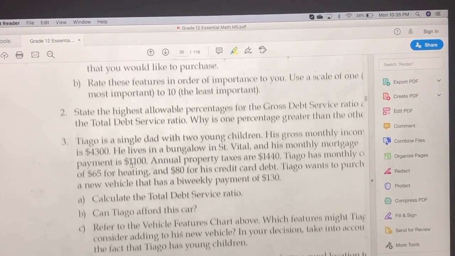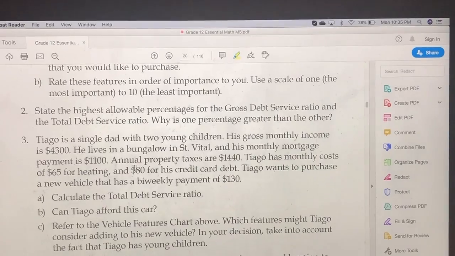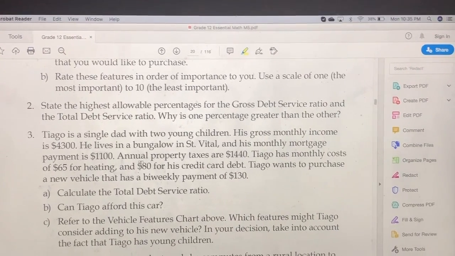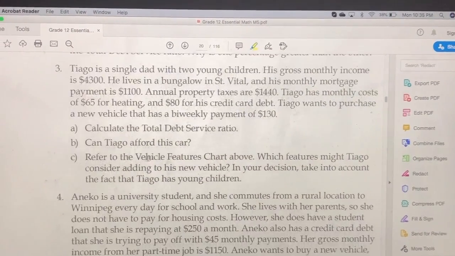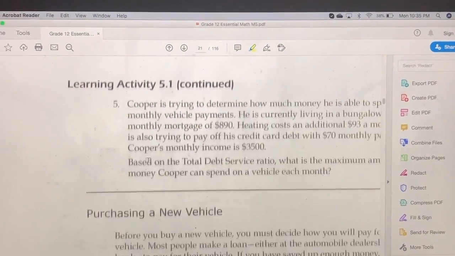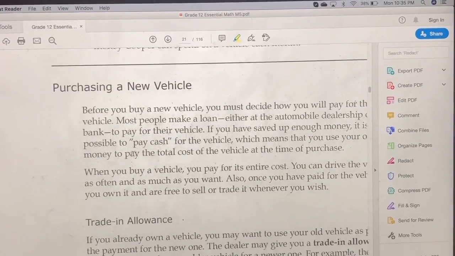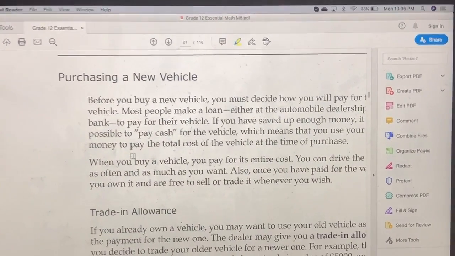So check off those. Two, state the highest allowable percentages of gross debt ratio and total debt service ratio. We just talked about those, and then it gives you a couple of examples of what to go through, of what we just went through with TDS. So if you have any comments, questions, just ask me, and I'd be happy to help.